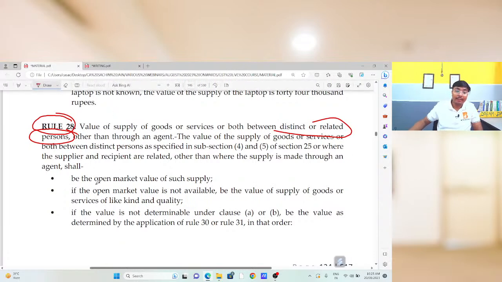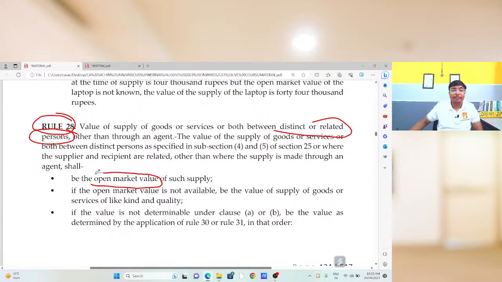So in that case, the first option is the open market value of such supply. Suppose I am going to transfer 10,000 televisions from my Rajasthan office to my Gujarat office. In that case, first I need to take the value of supply as the open market value of that television. Whatever will be the open market value, I can take the same. If open market value is not available, in that case, I may take the value of supply of goods or services of like kind and quality. So the first option is your open market value, and if the open market value is not available, in that case the value of supply of goods or services of like kind, like quantity we are going to take.